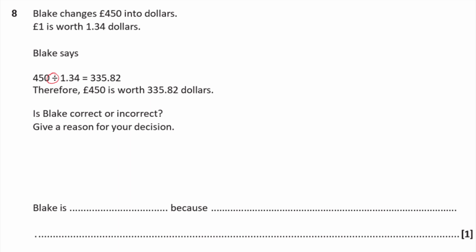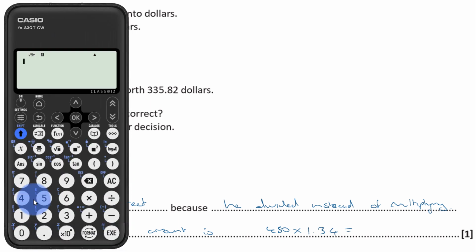So Blake is incorrect because he divided instead of multiplying. The correct amount is 450 times by 1.34, which is 450 times 1.34. That's $603.